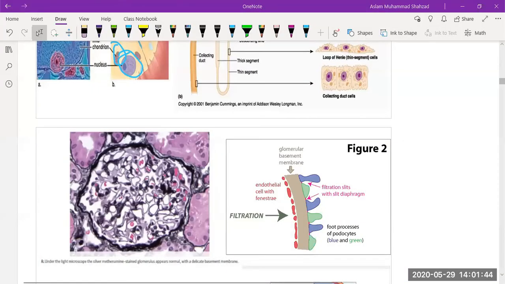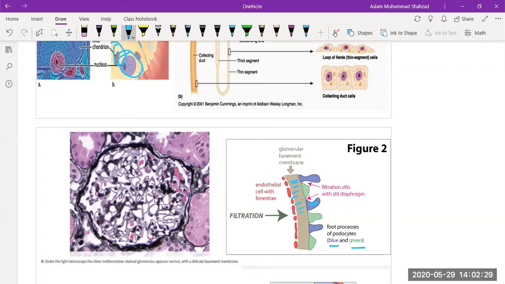Under a light microscope, this is a silver methenamine stained glomerulus, and you cannot understand what is going on here. But the main thing is, if you take a look at figure 2, the central part is the glomerular basement membrane. This is the filtration slit. We mention the foot processes of podocytes, blue and green. These are the foot processes, and they look like a foot-like structure. That's why we mention the name foot processes of podocytes.